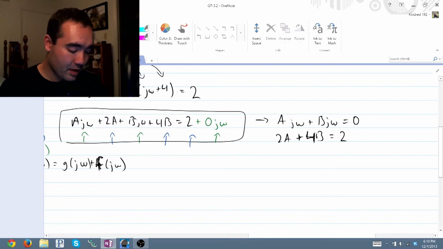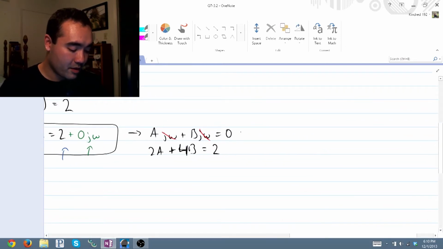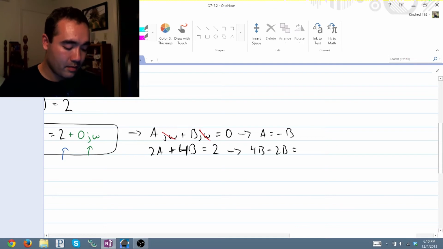Now, we have this set of equations. We can just remove these j omegas. We just end up with a plus b equals 0, and we can see that a is equal to negative b. And if we take that and plug it in down here, we can see that 4b minus 2b equals 2. Therefore, b equals, so we're just going to subtract 2 and then divide by 2. B is equal to negative 1, right?